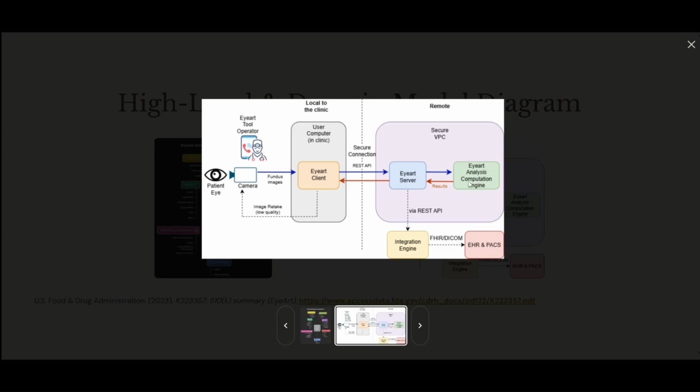The results are returned back securely to the EyeArt server, which is then passed on to the EyeArt client as a PDF report. Simultaneously, from the EyeArt server, we push the details back to the integration engine, which is then returned back to the EHR and PACS database, which follows the FHIR and DICOM standards.